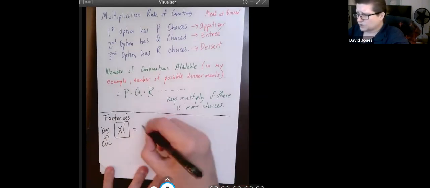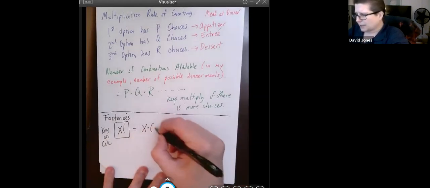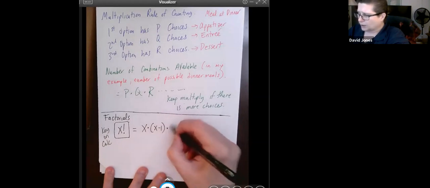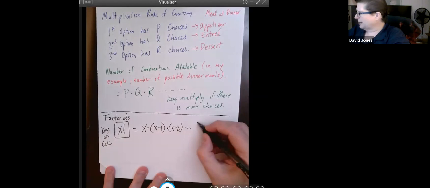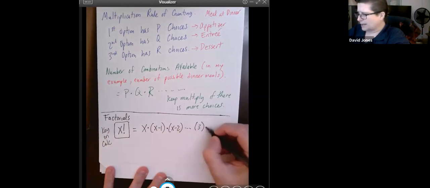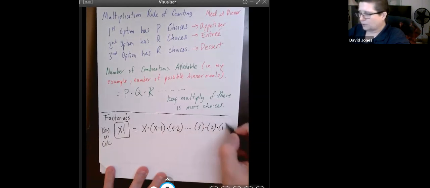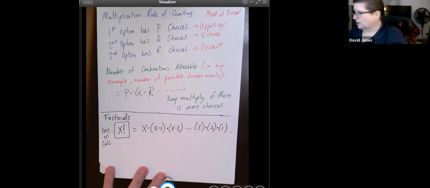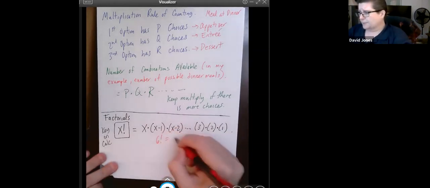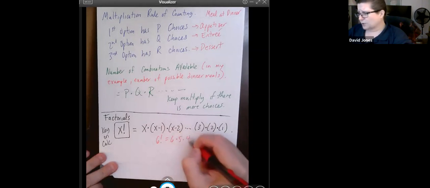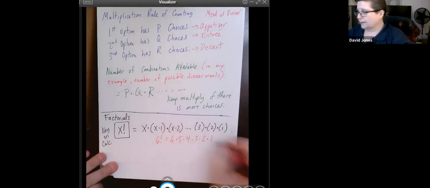What this equals is x multiplied by x minus 1, multiplied by x minus 2, and you keep going down depending on how big x is, multiplied by 3, multiplied by 2, multiplied by 1. For example, 6 factorial is 6 times 5 times 4 times 3 times 2 times 1.